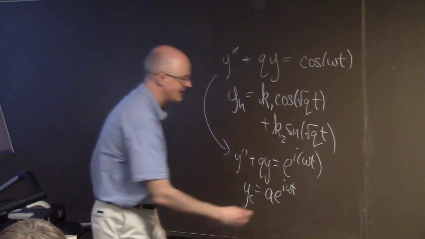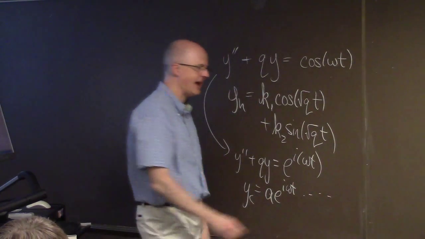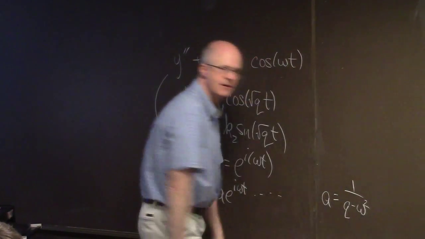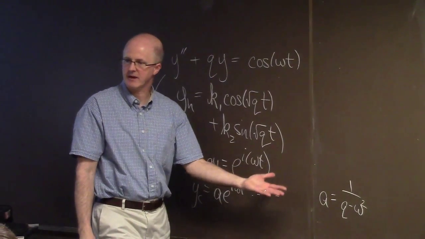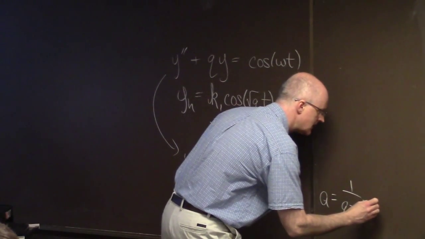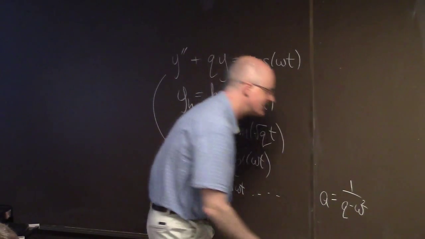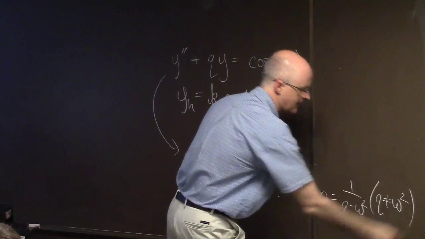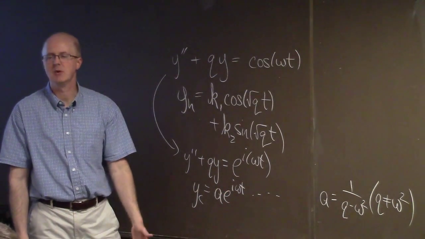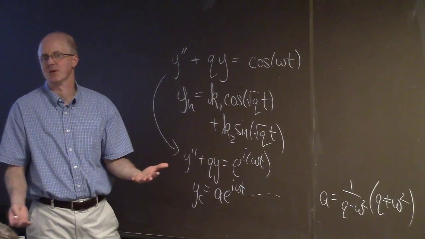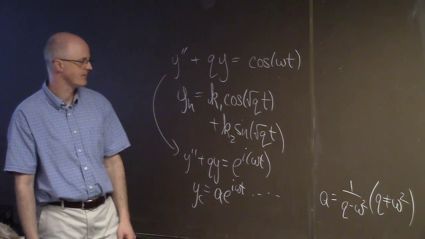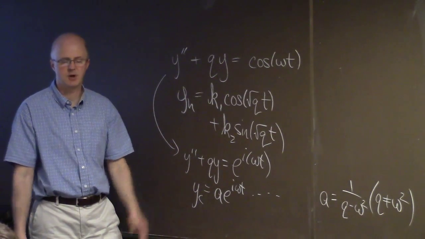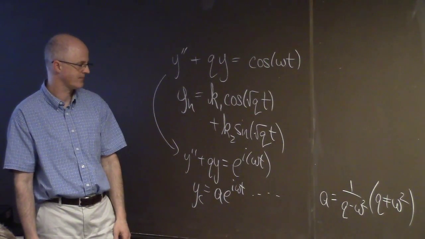And what did we find? We found that a was 1 over q minus omega squared, as long as we're not in the case where we're dividing by 0. Q is not equal to omega squared. Thought of another way, omega is not square root of q. We do think of omega typically as positive, so I won't say plus or minus square root of q. The parameters p, q, omega are typically thought of as being positive. P and q for sure, and typically even for omega.